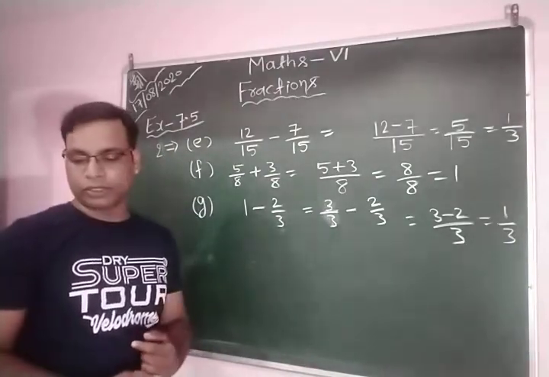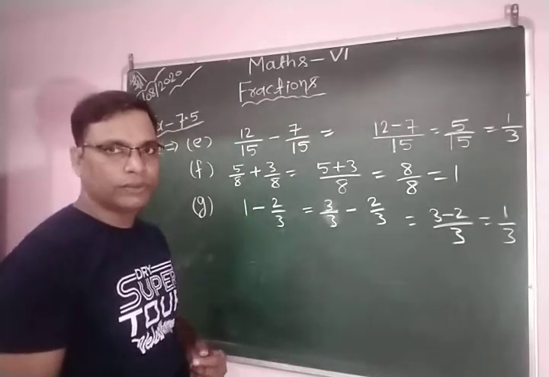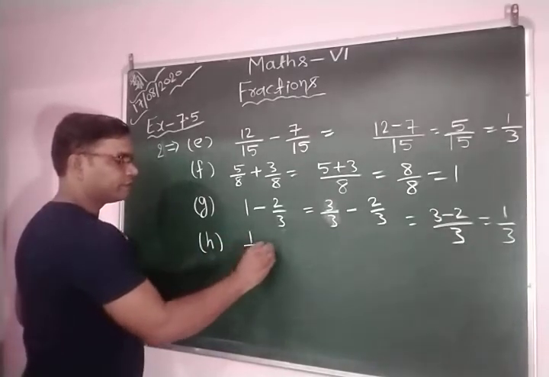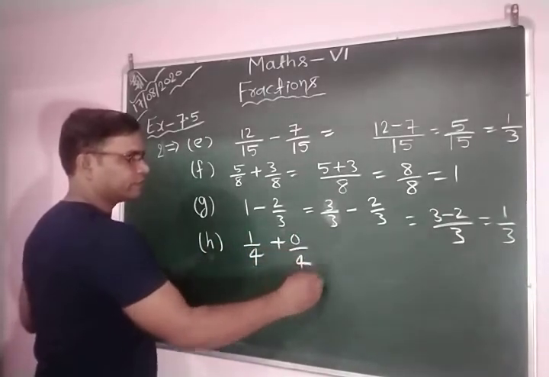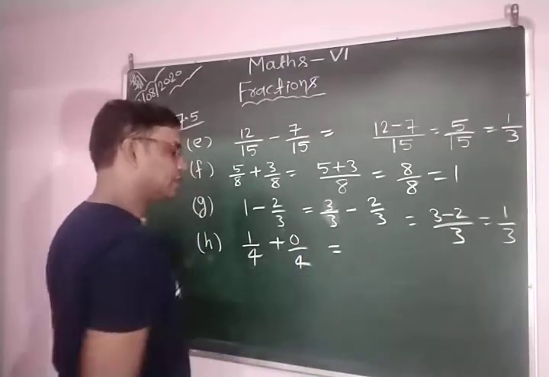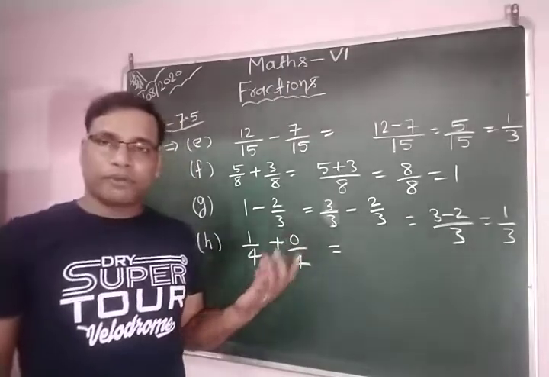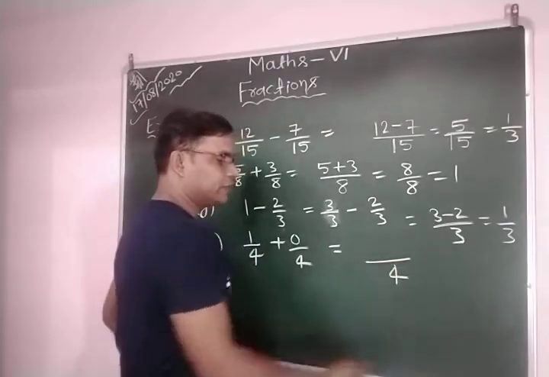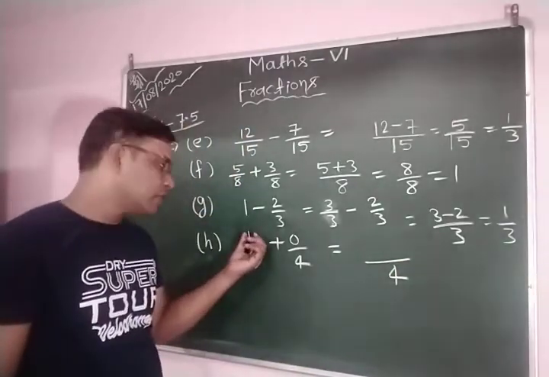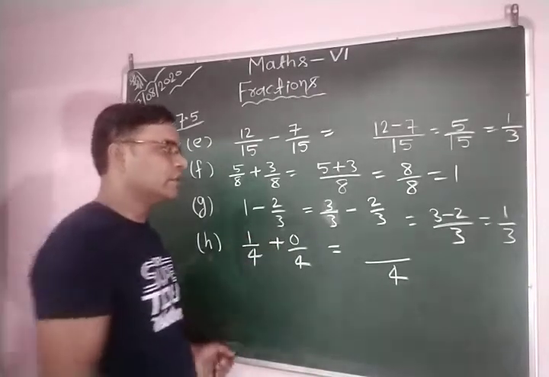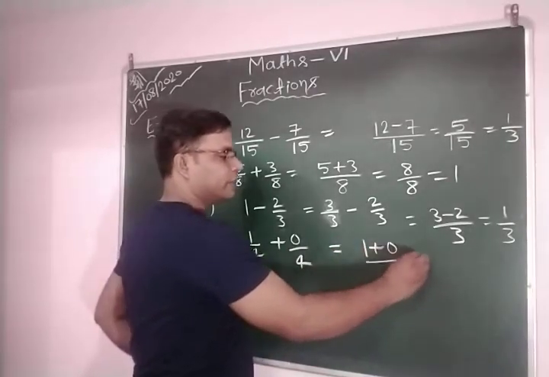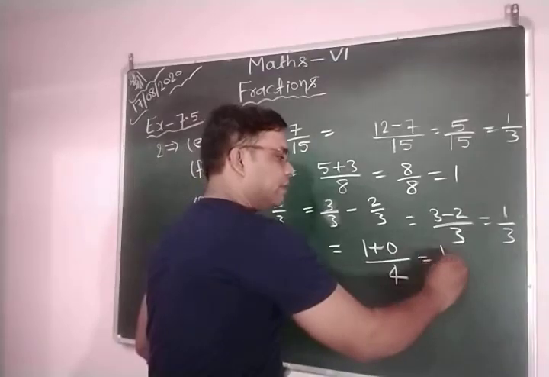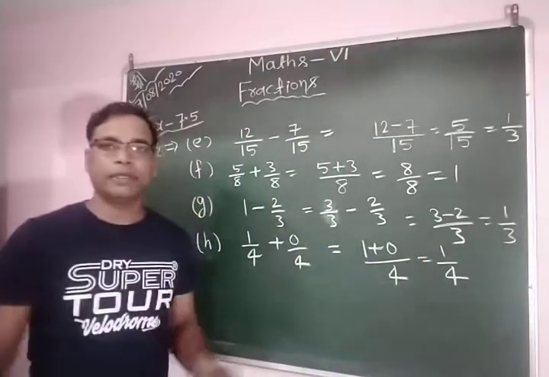the h part of this question, 1 by 4 plus 0 by 4. Here you can see again the denominator of both fractions is 4, so we write 4. After this we sum the numerators, here the numerators are 1 and 0, so we write 1 plus 0. This 1 plus 0 is equal to 1, so we obtain 1 by 4. This is our required result.